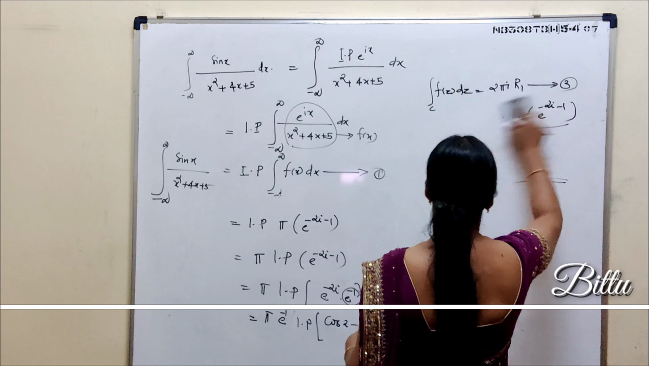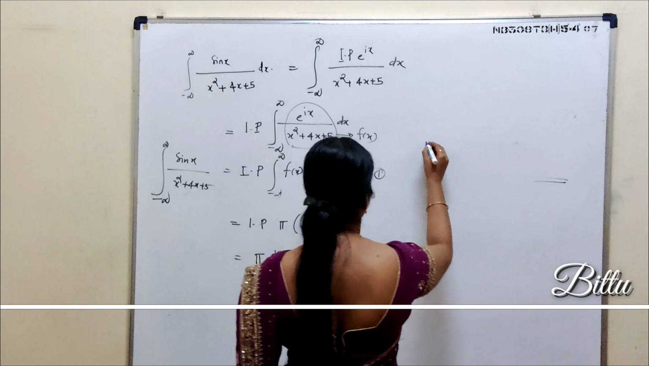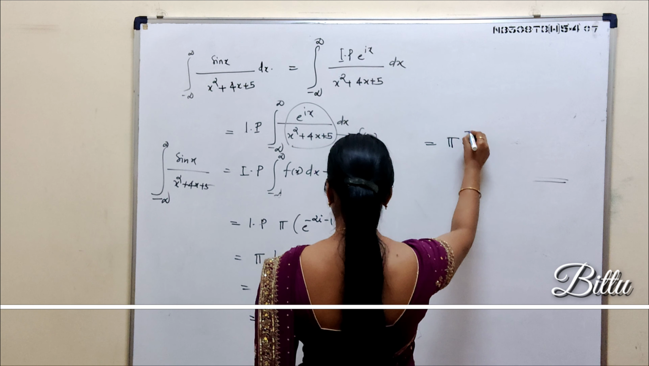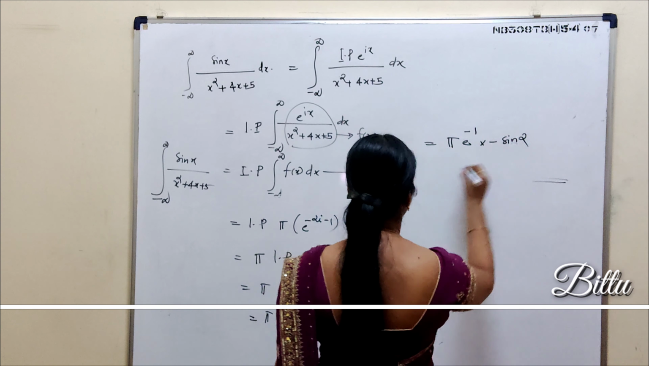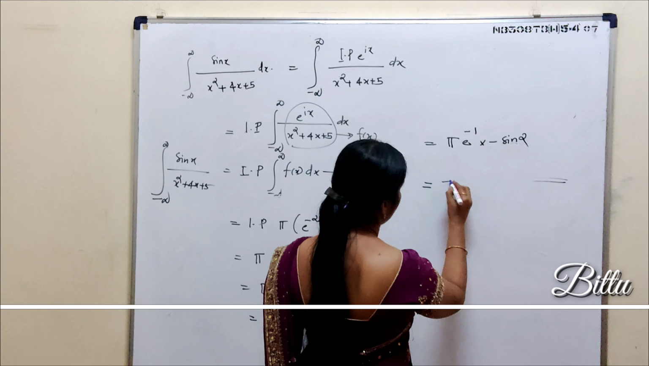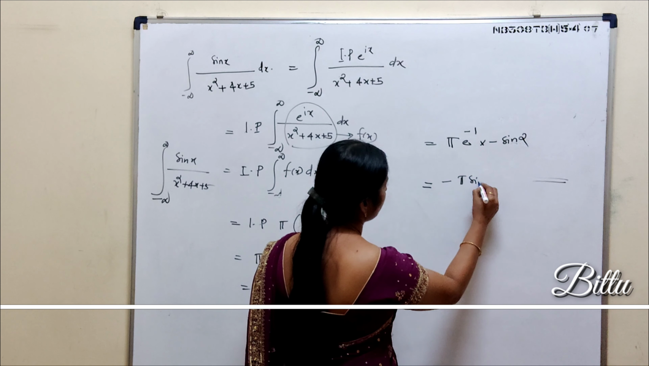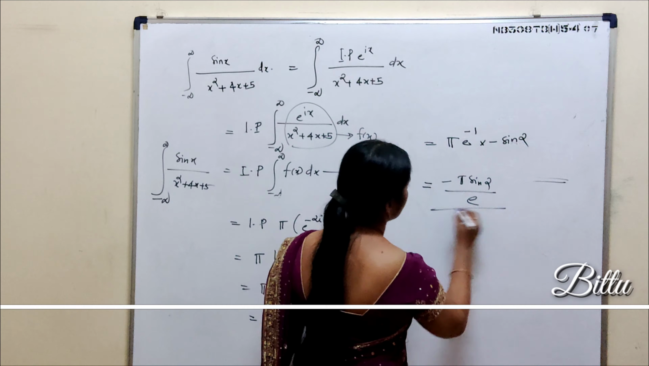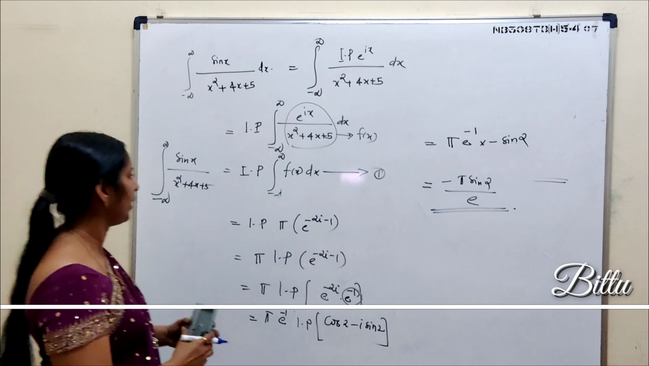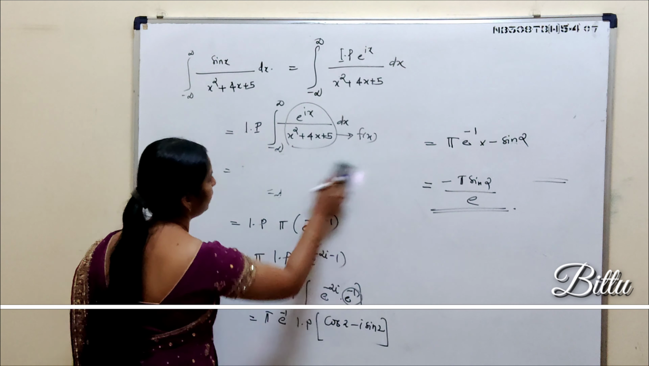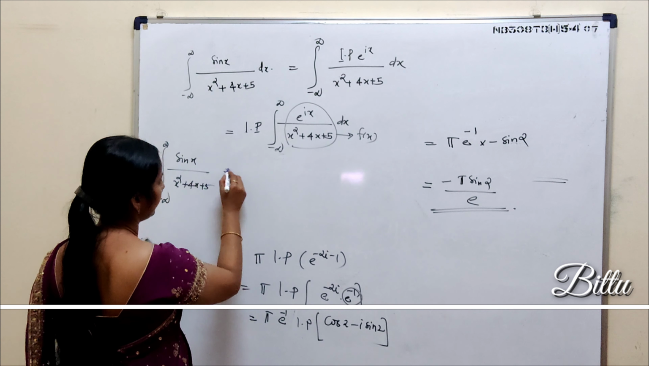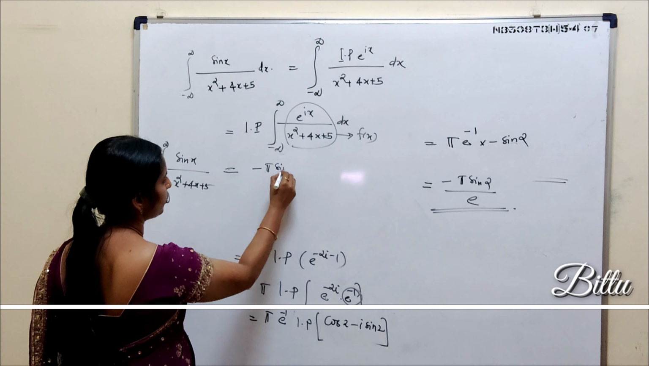So its imaginary part is minus sin 2. So it is minus pi sin 2 by e. See, this is the required answer of the given integral. So the given integral becomes minus pi sin 2 by e.